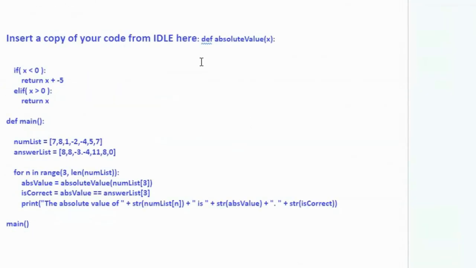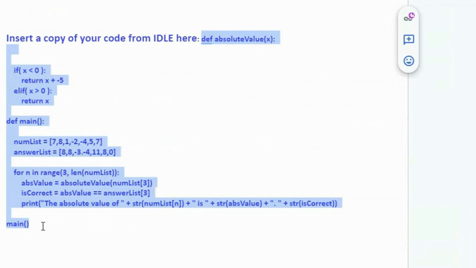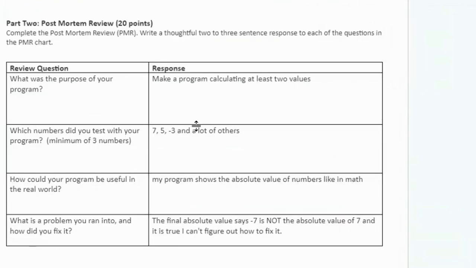So let's see. Let's copy this program. And let's see, what'd you copy? 7, 5, -3, a lot of. Okay, so you did some positive numbers, negative numbers. Hopefully you did some decimal numbers, 0, something along the lines.